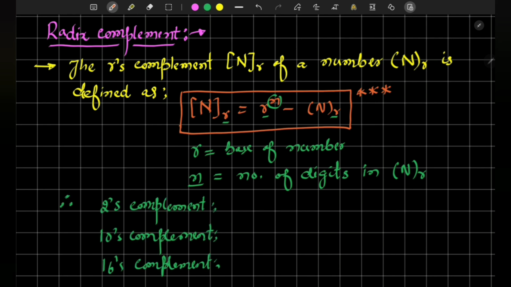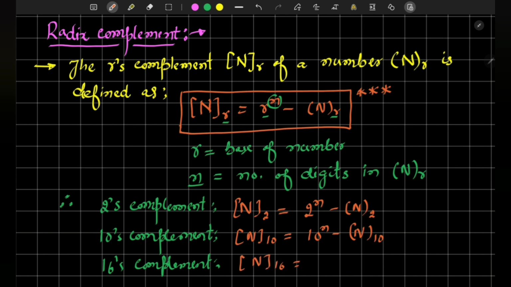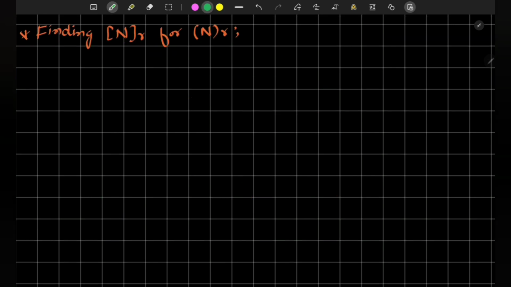Therefore, using this equation, the 2's complement of any binary number is equal to 2 raised to the power n minus that binary number. Similarly, the 10's complement of a decimal number can be given as 10 raised to the power n minus n with the base 10. And similarly, the 16's complement of any hexadecimal number is equal to 16 raised to the power n minus n with the base 16. Now, how can we find the r's complement of any number in a certain base r in a very easy manner?